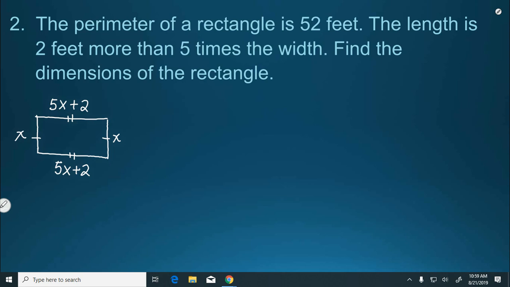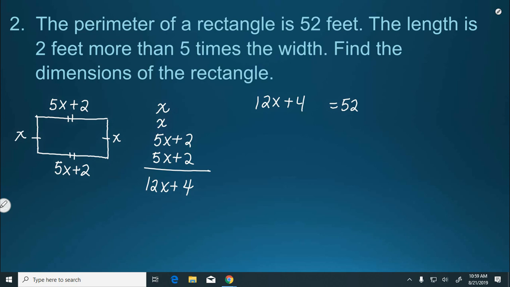Now again, perimeter, you're adding all 4 of those sides. So we have x, x, 5x plus 2, 5x plus 2, for a sum of 52. So 2 and 2 gives me 4. x and x, 5 and 5 gives me 12x's total. So 12x plus 4 equals 52.